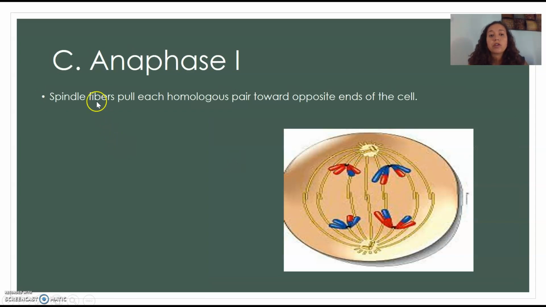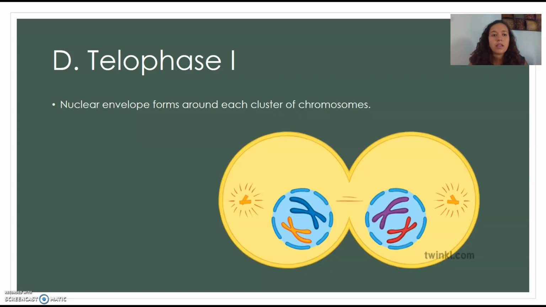Anaphase 1, spindles are going to pull the homologous pair towards the opposite end. So now basically those 2 homologous pairs that are in the middle are going to be split up. So it's like, see ya, they're split up. But what's cool about it is because of crossing over, you have a little bit of both DNA on each side, in each of those cells.